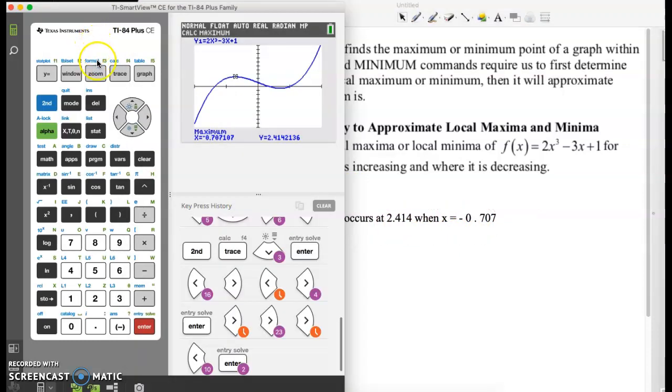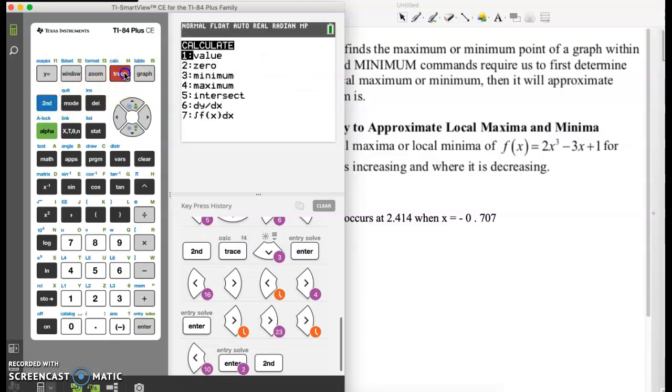Let's find the local min now. So where does local min occur? Along the graph, we want to see the lowest point, right? Right around this area. We want to find it in this open interval I around this point here. So go ahead and do the same thing. Second, calc. And now we want to find minimum, which is number 3.